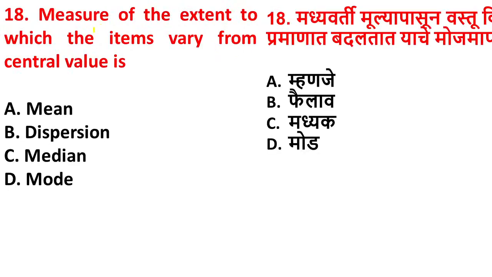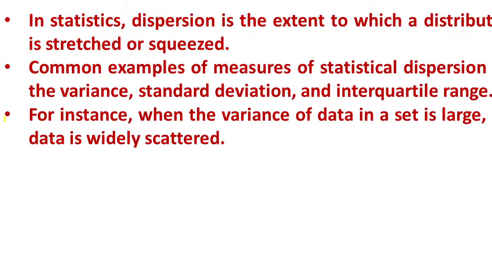Question number 18. Measure of the extent to which the items vary from central value is: option A, mean; option B, dispersion; option C, median; option D, mode. So the measure of the extent to which the items vary from central value is dispersion. So option B is correct. In statistics, dispersion is the extent to which a distribution is stretched. Examples of measures of statistical dispersion are the variance, standard deviation, interquartile range, etc.